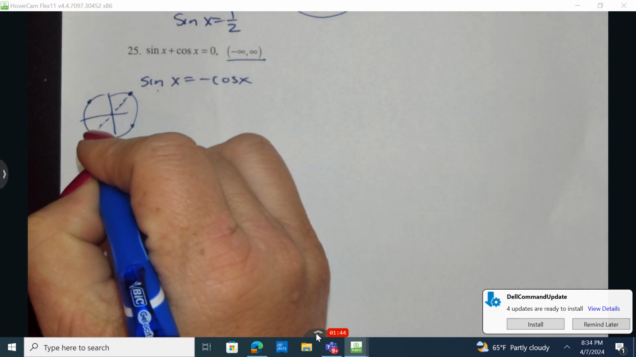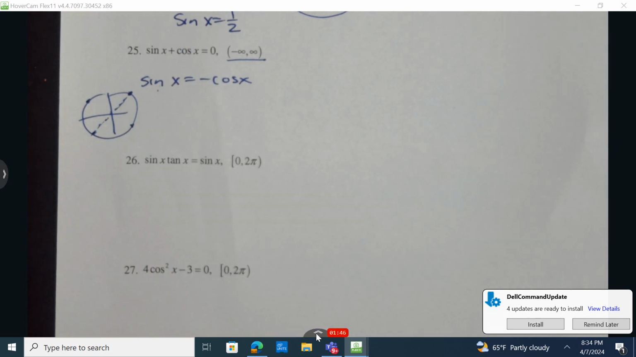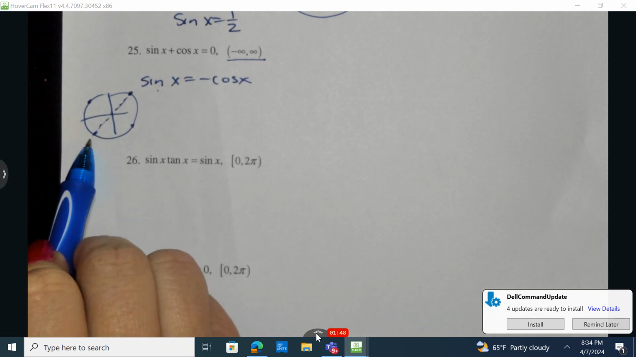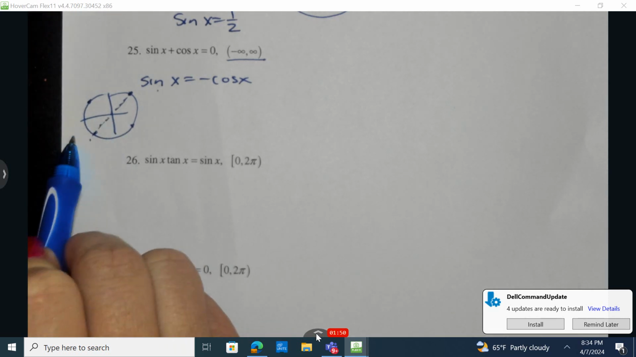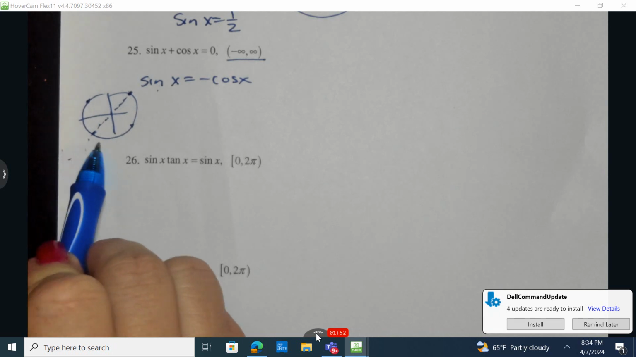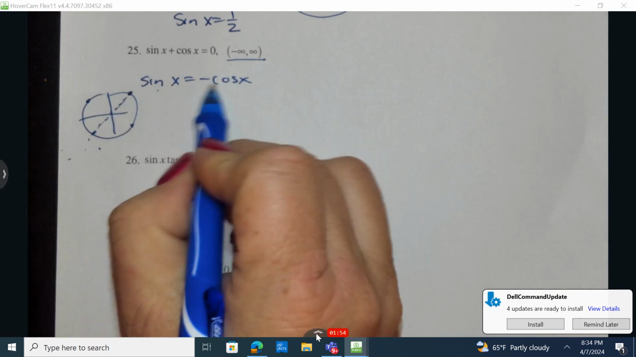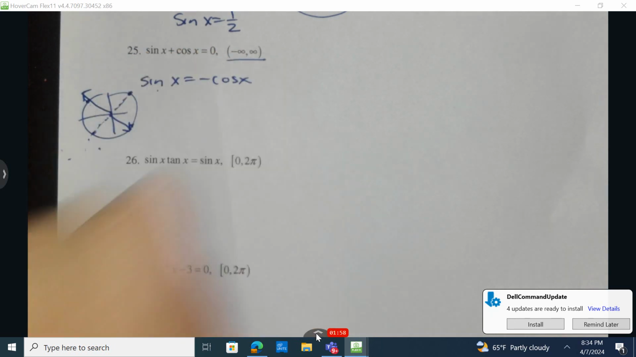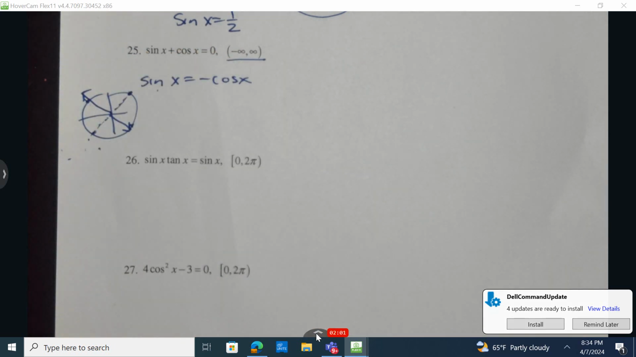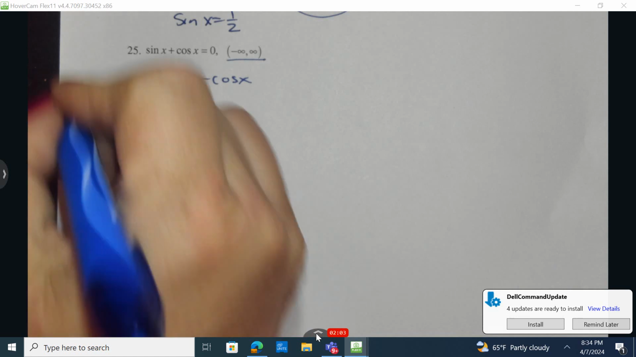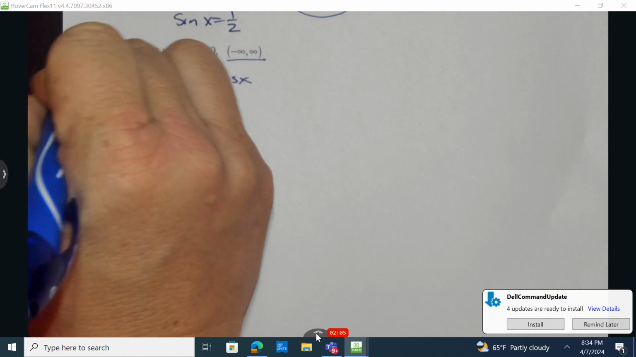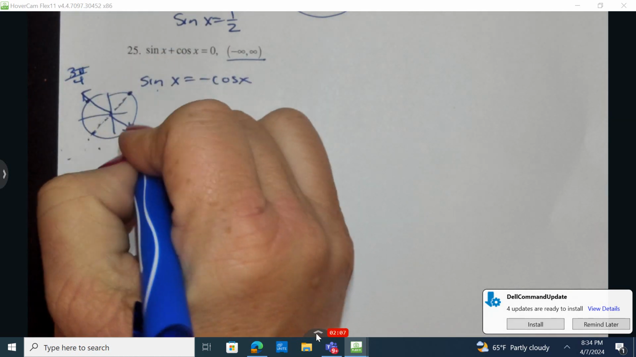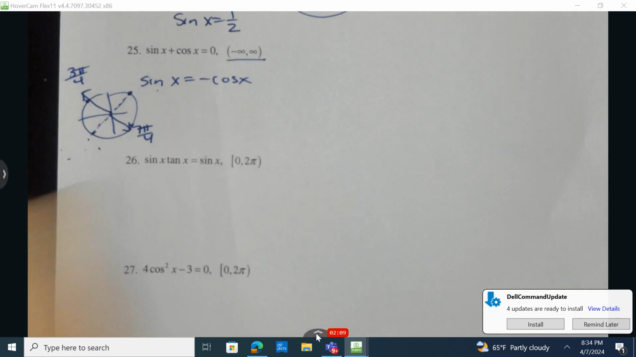Same way down here at 5 pi over 4 or 225 degrees. They're both negative radical 2 over 2 and negative radical 2 over 2 for the cosine and sine. We need them to be different signs. So I believe that if we only think about one revolution, the answer would be 3 pi over 4, and down here would be 7 pi over 4. So that's what I believe.